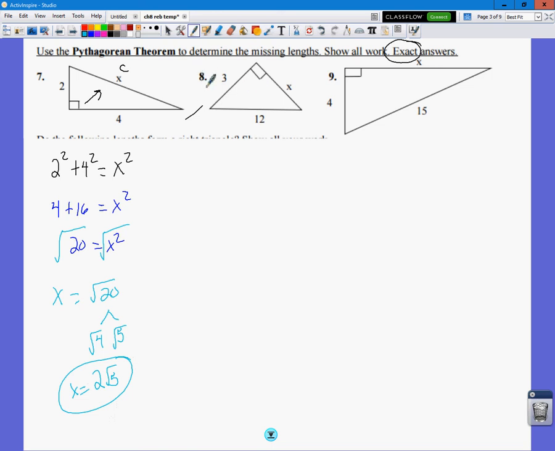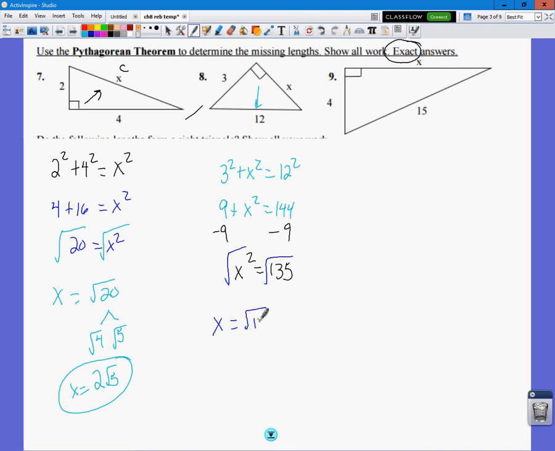When I go to do number 8, I have 3 squared plus x squared equals 12 squared. Notice the 12 is the one across from the 90-degree angle. It's my hypotenuse. 9 plus x squared is equal to 144. Getting the x squared by itself, we're going to subtract the 9. x squared is equal to 135. And the opposite of squaring something is finding its square root.